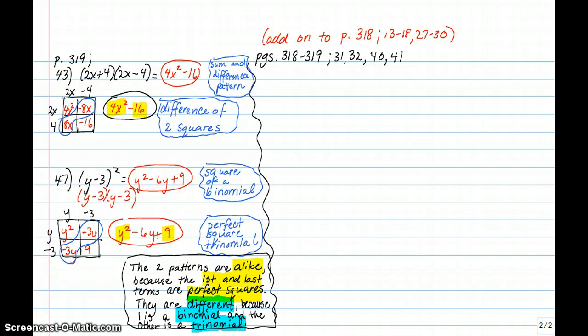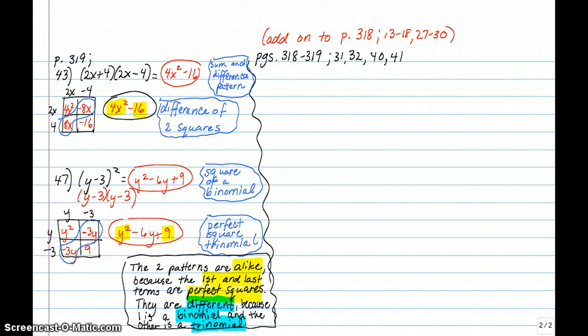We're putting it into the table, y minus 3 times y minus 3. Y times y is y squared. Y times negative 3 is negative 3y. Negative 3 times y is negative 3y. Negative 3 times negative 3 is positive 9. Your like terms are still diagonal from one another. Negative 3y and negative 3y is negative 6y.